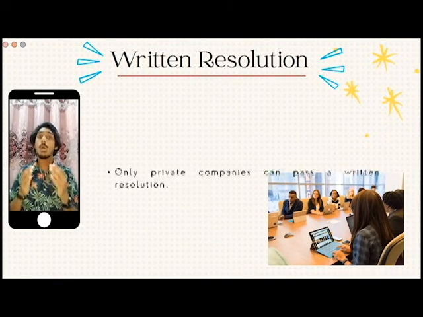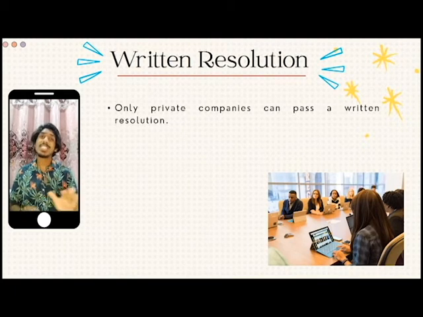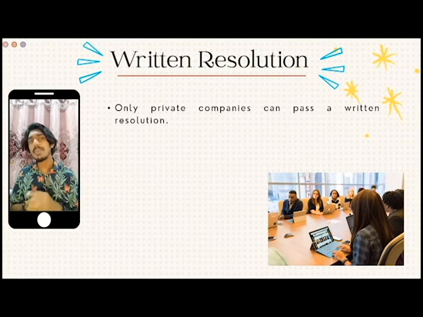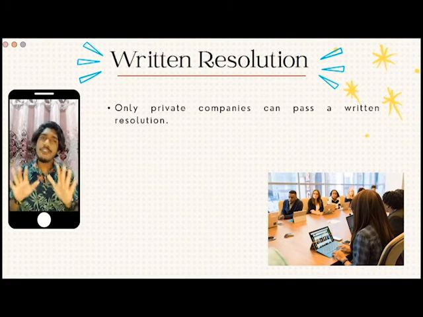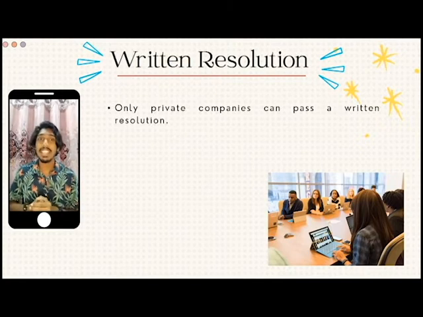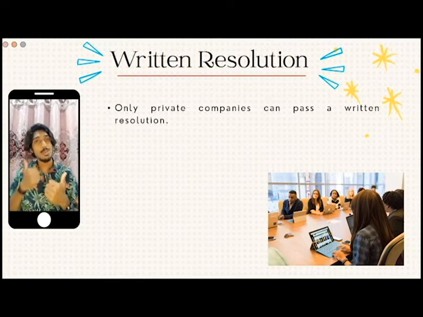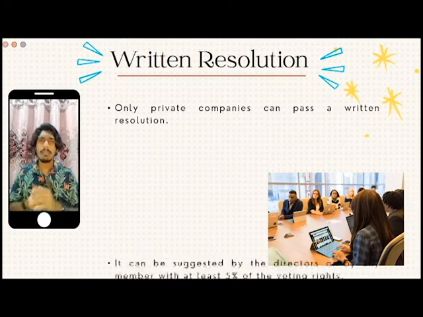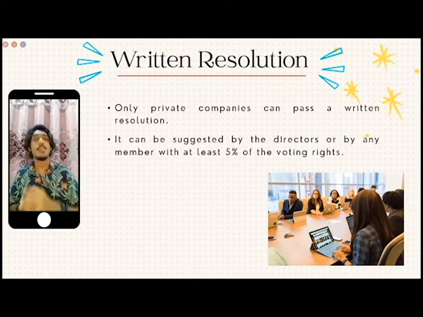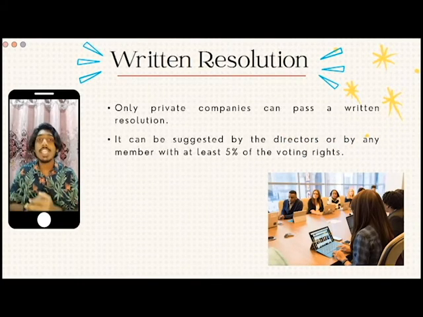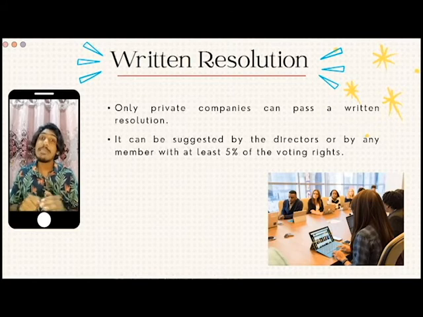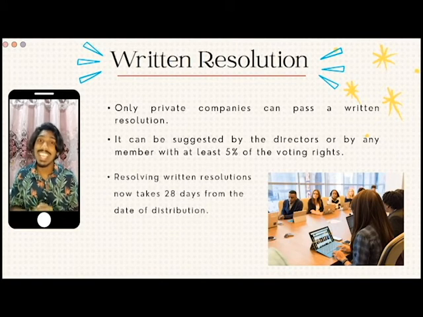Written resolutions are only used by private businesses because they don't need to be agreed upon by all of the employees who work there. Sometimes it is hard to call a meeting for everyone in a company because there are a lot of people. Thus, for a private company, they can pass a resolution in 2 ways, at a meeting and through mail. The written resolution can be proposed by a director or any member who has at least 5% of the vote. The period of agreeing to the written resolution is now limited to 28 days from the day that it is sent out.